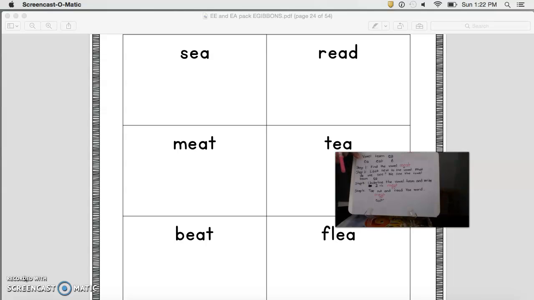Now that we went over the steps of how to read a word we don't know, I'm going to show you how to code and read these words using the steps you saw before. Boys and girls, when we don't know a word, what's step one? Step one is to find the vowel. I look here and I see my E.